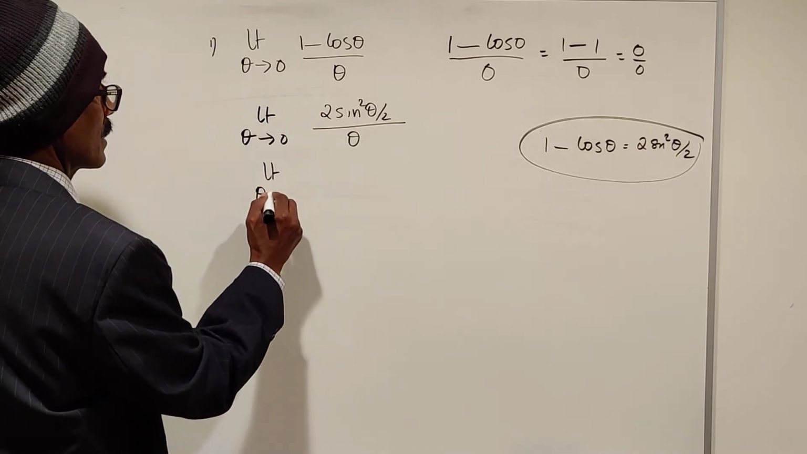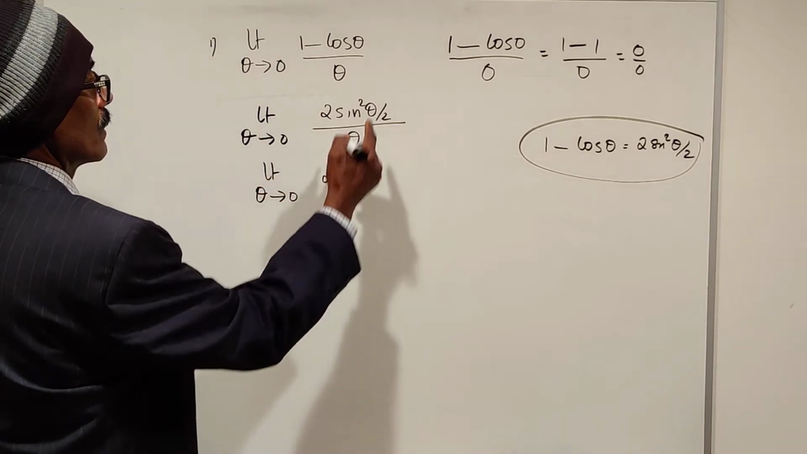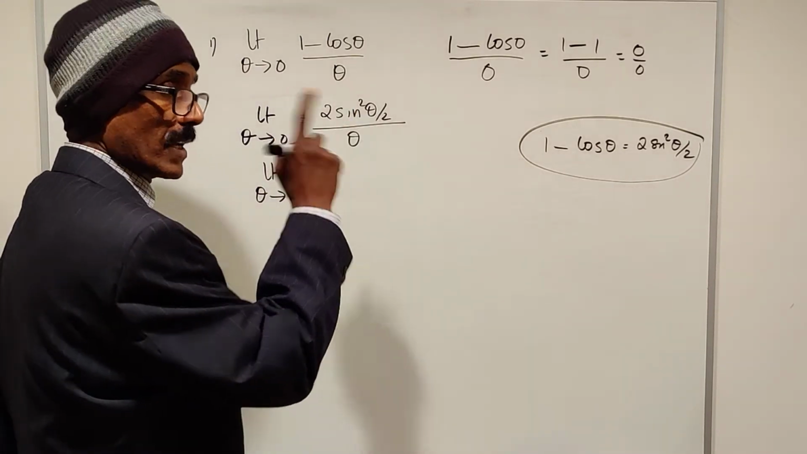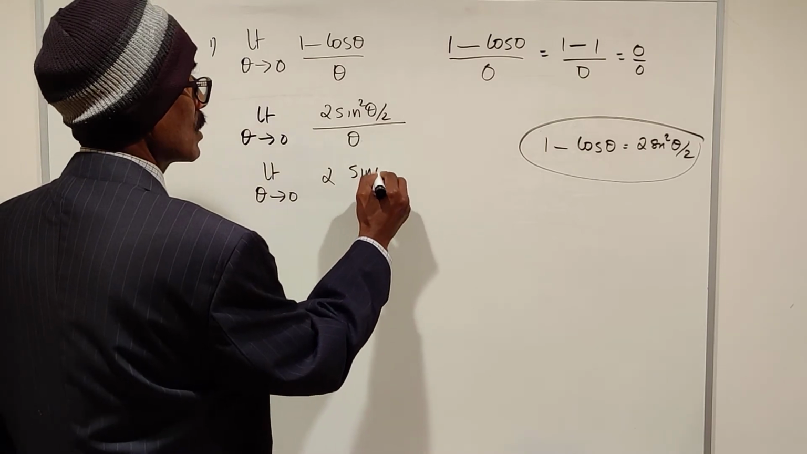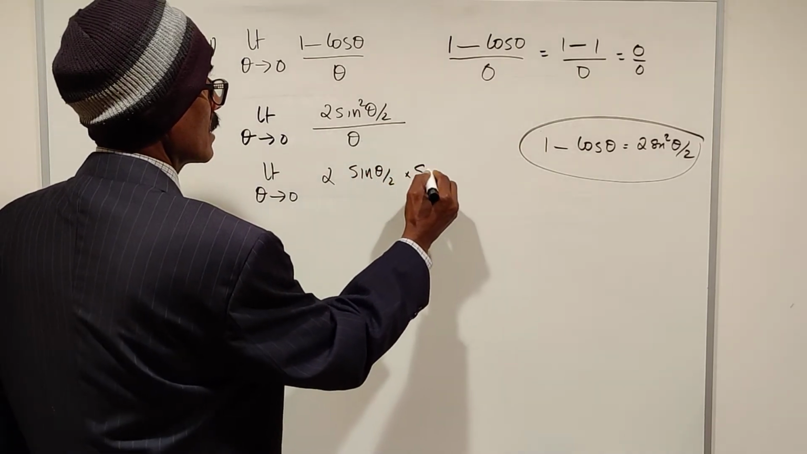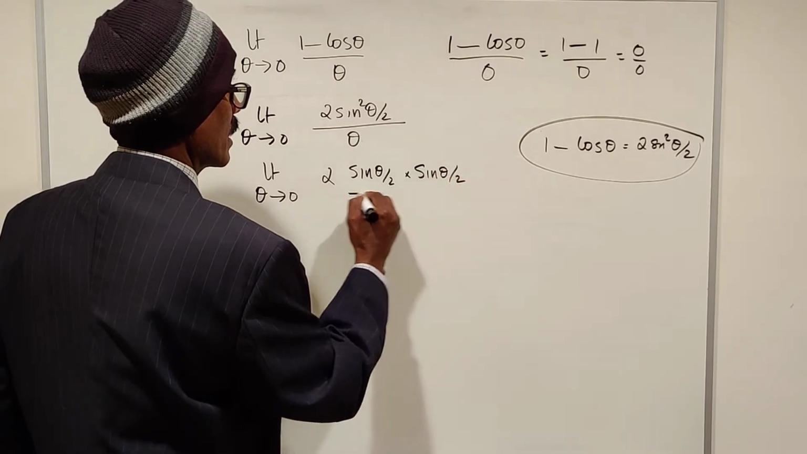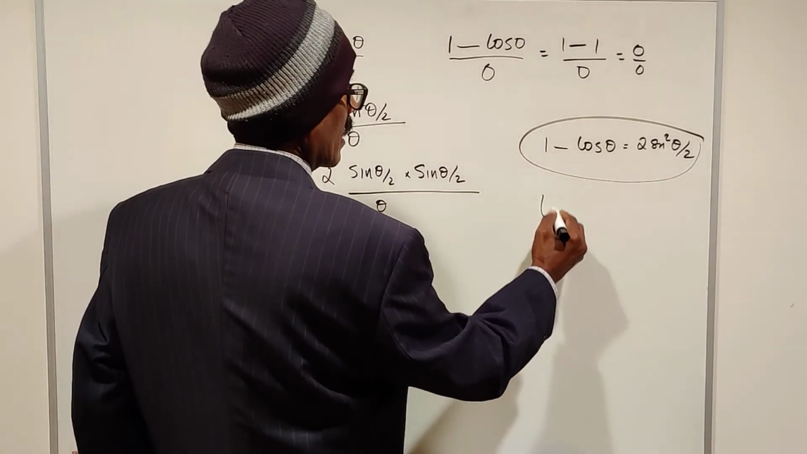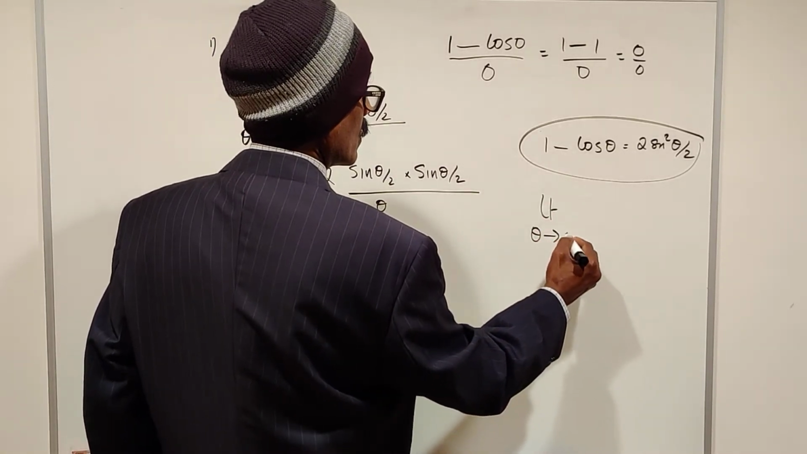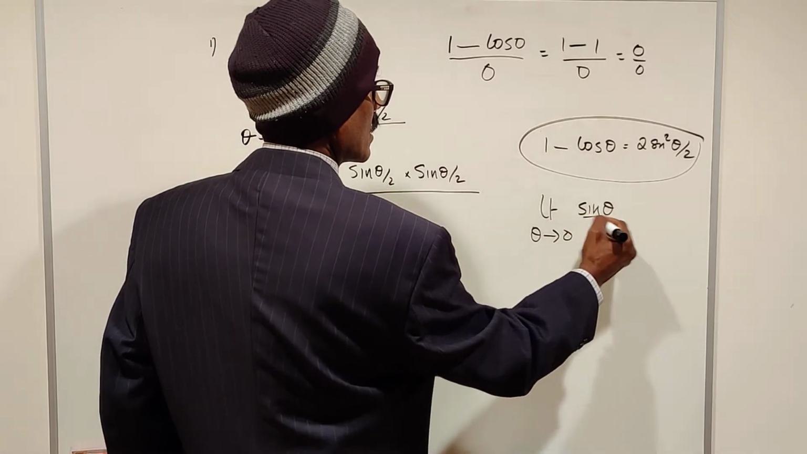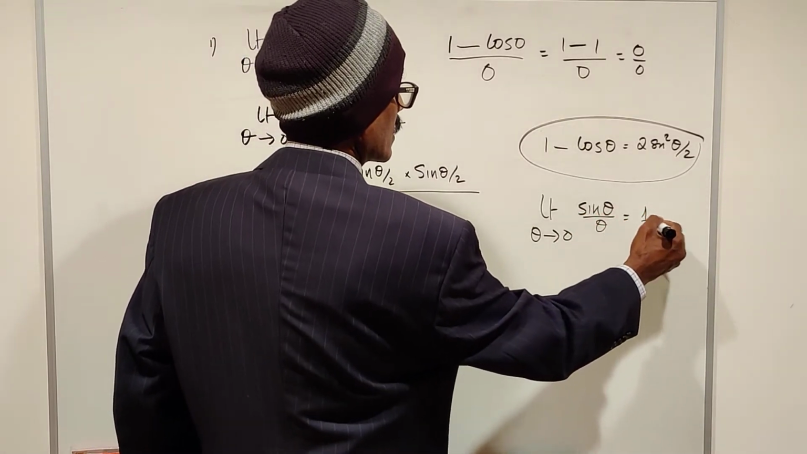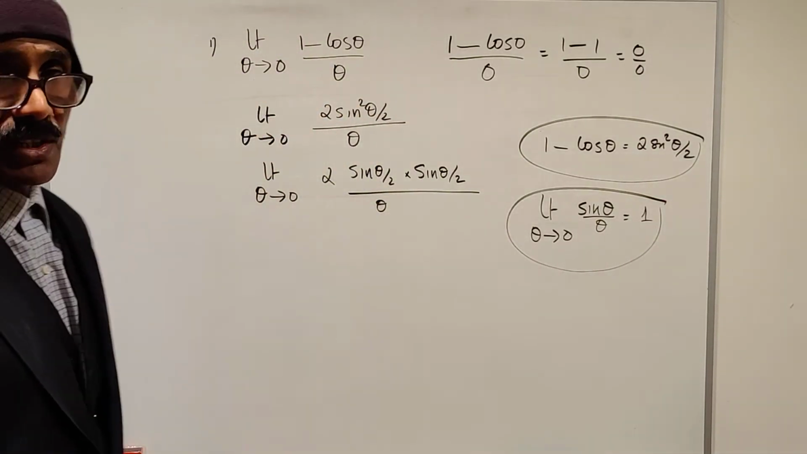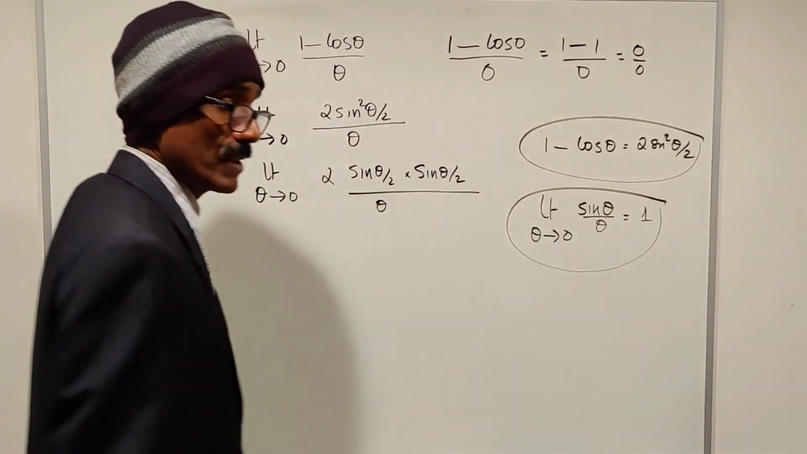Okay, 2 sine square theta by 2. Limit theta tends to 0, what is sine square theta by 2? You need to multiply sine theta by 2 times sine theta by 2, divided by theta. See, this is the formula: limit theta tends to 0, sine theta by theta equals 1. That is the first formula of the limits of trigonometric functions topic.